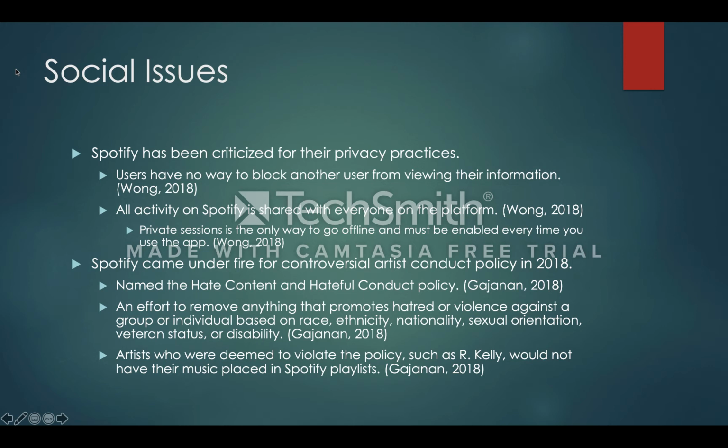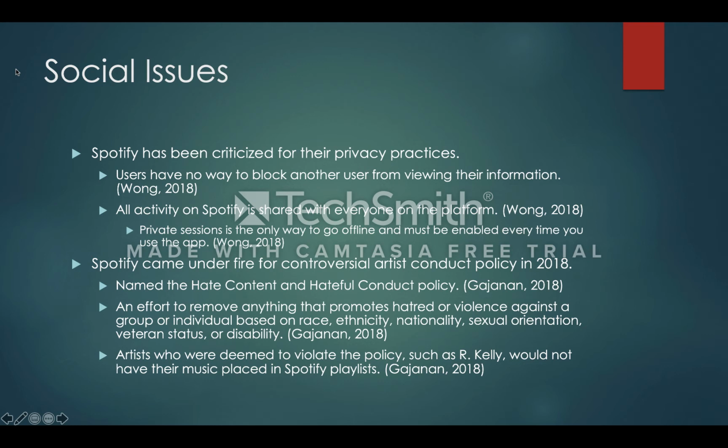Spotify also came under fire for a controversial artist conduct policy in 2018. This was real big in the news. I'm pretty sure some of you guys have heard of it. The policy was named a hate content and hateful conduct policy. It was an effort to remove anything that promotes hatred or violence against a group or individuals based on race, ethnicity, nationality, sexual orientation, veteran status, or disability. Artists who were deemed to violate the policy, such as R. Kelly, would not have their music played on Spotify playlists.